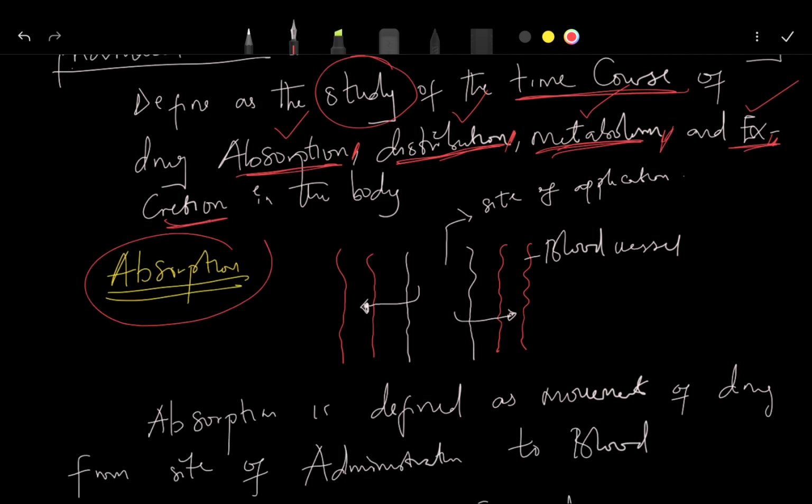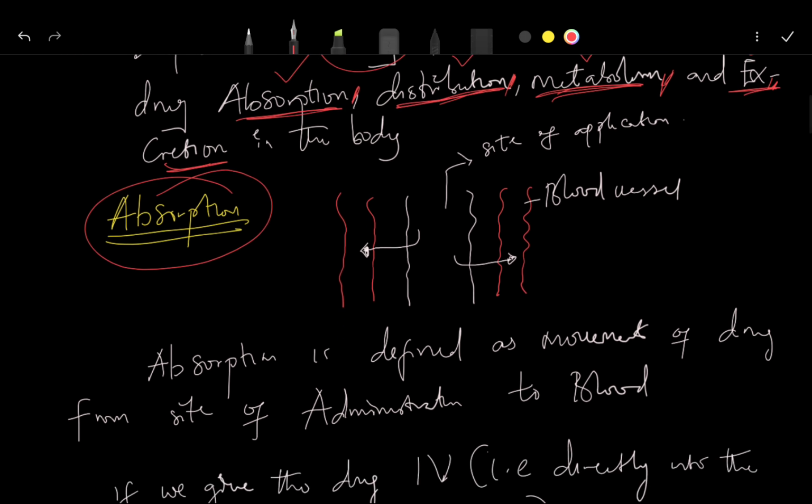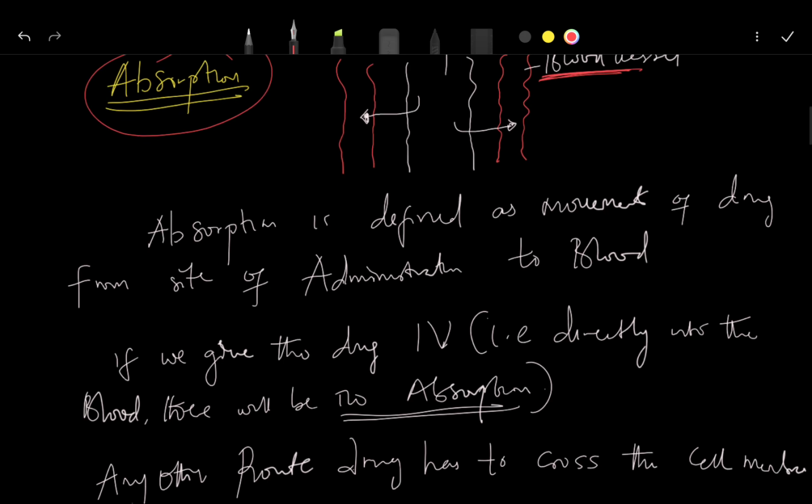What does absorption mean? Absorption simply means the movement of drug from its site of application to the blood. Simple. When drug moves from where you apply it to the blood, we say absorption has taken place. So it's defined as the movement of drug from its site of administration to the blood.